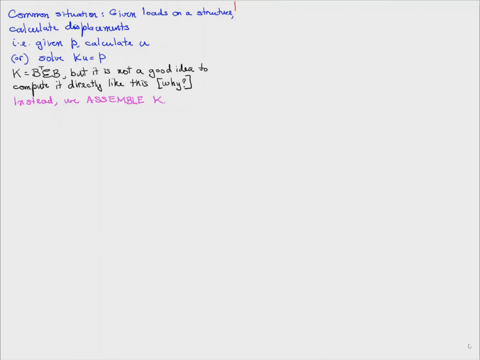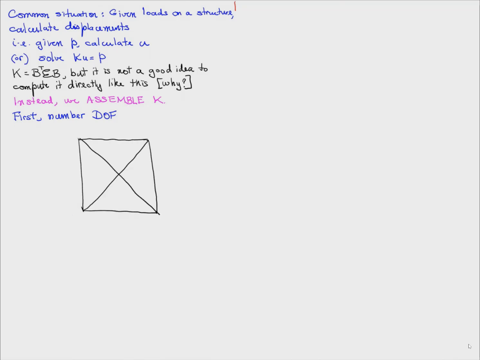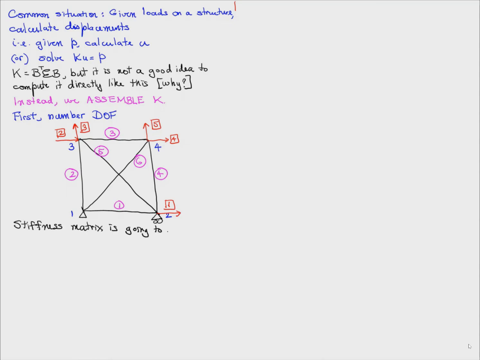To do this, first we number the degrees of freedom. So let's take again the example truss that we've been using as a running example, with the nodes numbered 1, 2, 3, 4, members numbered 1, 2, 3, 4, 5, 6. And then instead of labeling the displacements, we'll number them 1 to 5 as shown here. Notice that we're not numbering the fixed degrees of freedom. So because there are 5 degrees of freedom, the stiffness matrix will end up being 5 by 5.